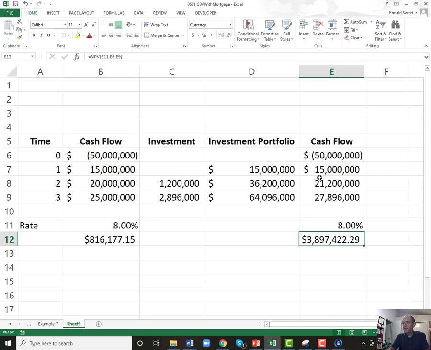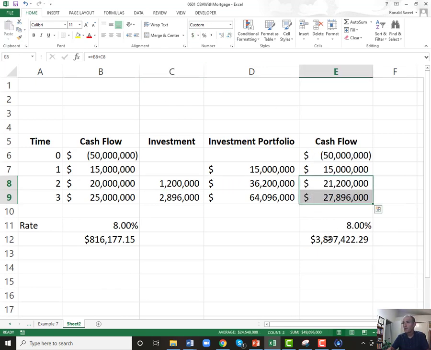Because there's my cash flows, right? I got $15 million the first year. The next year I got $20 million plus I made 8% on the $15 million. Next year I made $25 million plus I made 8% on the $20 million plus 8% on the $15 million plus 8% on the $1.2 million. There's my cash flows. Wow, this project is wonderful. $3.8 million net present value.